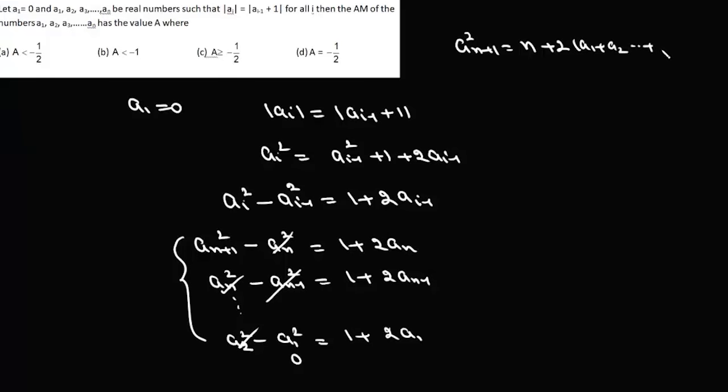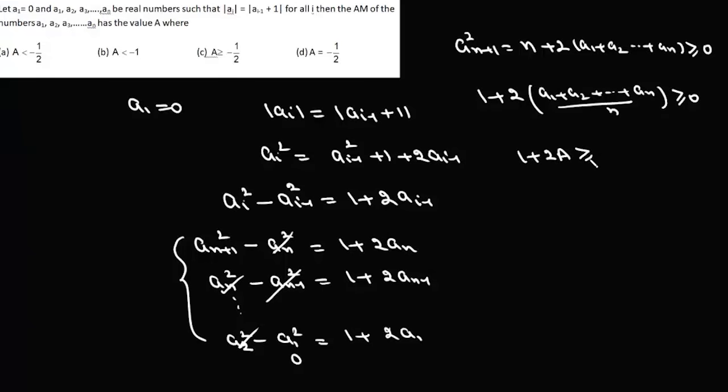a1 plus a2 up to an, and we know that the square of any number is greater than or equal to 0. Now if we divide everything by n, we can write 1 plus 2 into (a1 plus a2 plus ... an) by n is greater than or equal to 0. This is nothing but the arithmetic mean of these values, a. So we get 1 plus 2a is greater than or equal to 0, or a is greater than or equal to minus 1 by 2, and that's your option C.